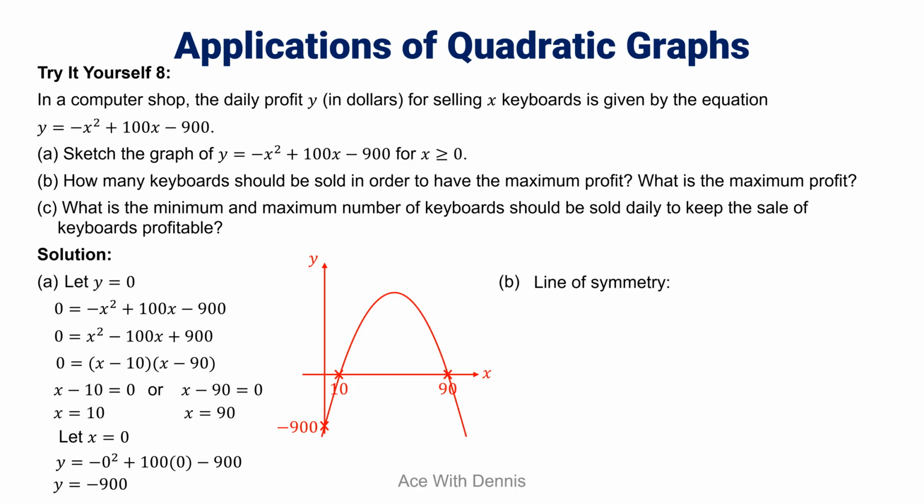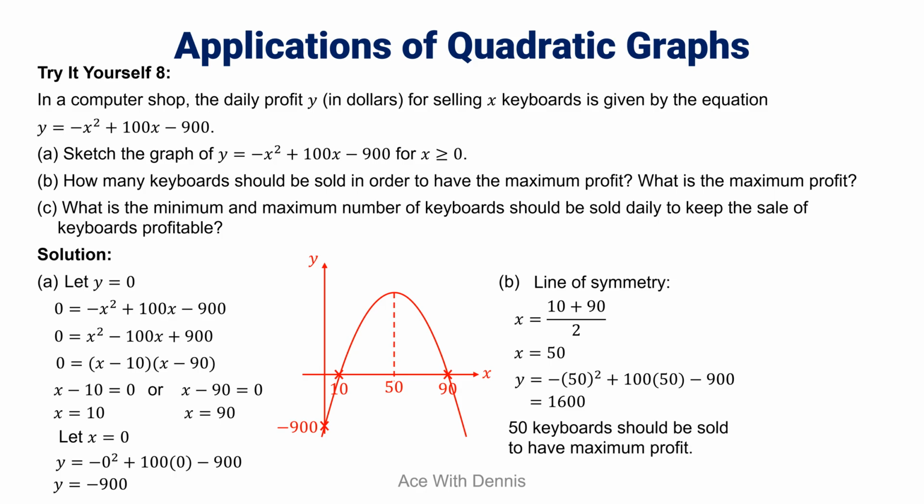So first we want to find the line of symmetry in order to find the maximum profit. The x value for the line of symmetry is the middle of the roots, which are 10 and 90. Hence x is (10 plus 90) divided by 2, which is 50. We substitute x equals 50 into the equation y equals negative 50 squared plus 100 times 50 minus 900. Calculate, we get 1600. So it means that 50 keyboards should be sold to have maximum profit, and the maximum profit is $1,600.